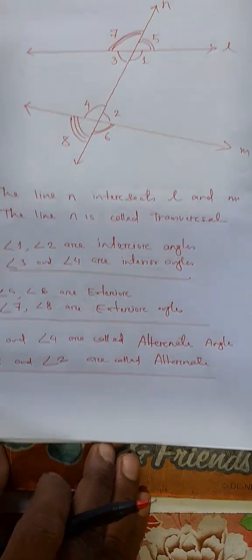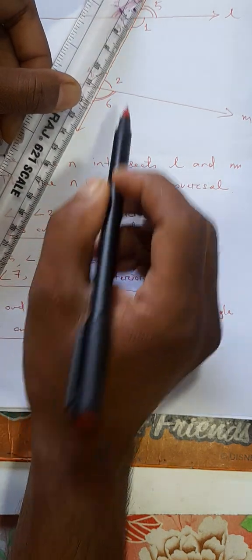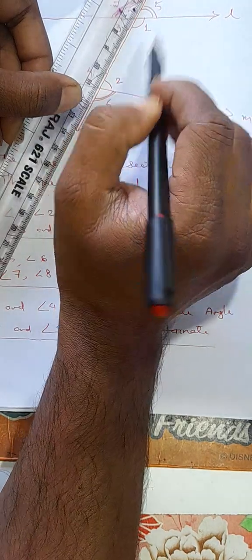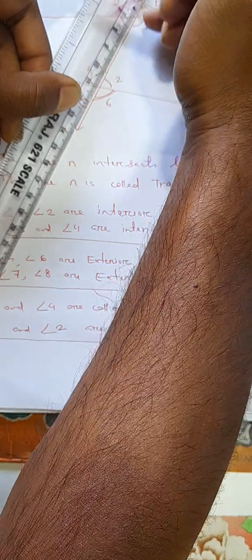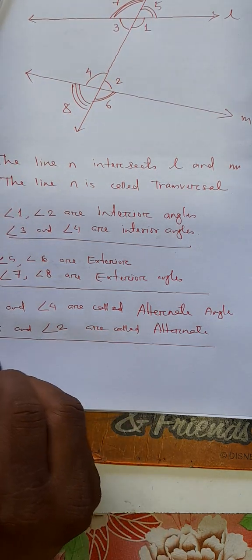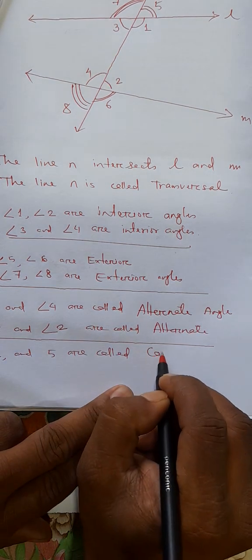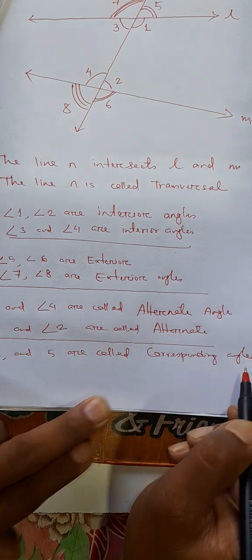Now think about these two angles, angle 5 and 2. You see angle 5 and 2 are on the same side of the transversal and also on the same side of the lines. This angle is on the outside of this line, and this angle is also on the outside of this line, meaning on the same side of the line. So angle 2 and 5 are called corresponding angles.